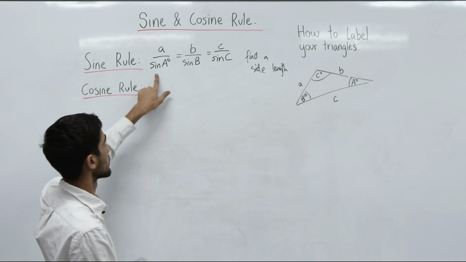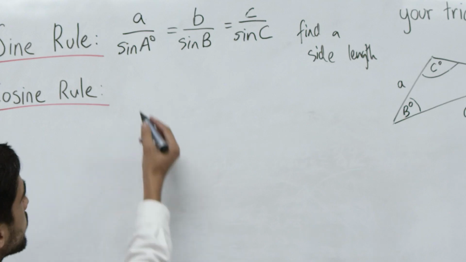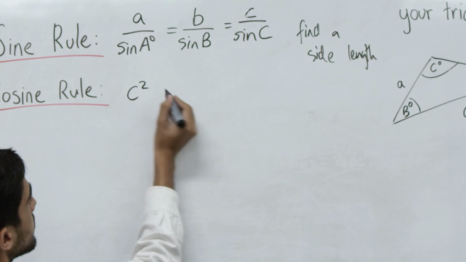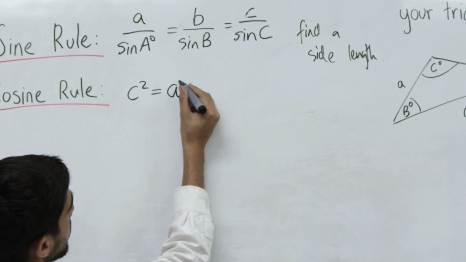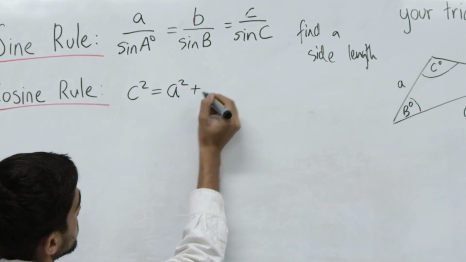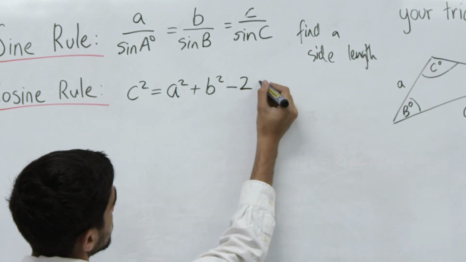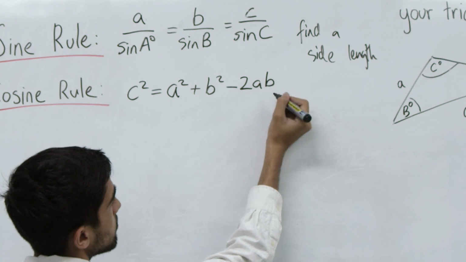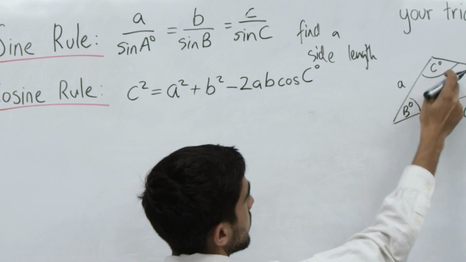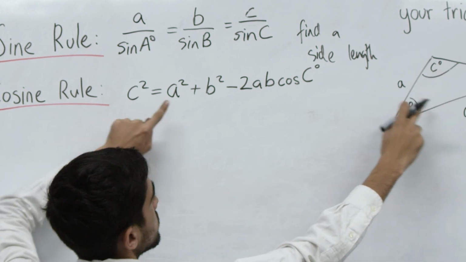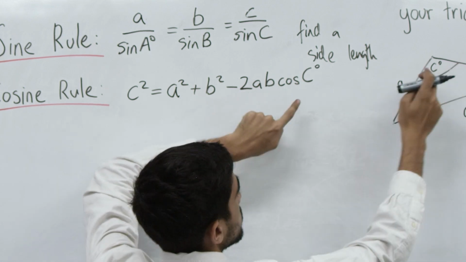We cannot solve every triangle using the sine rule. Sometimes we have to use the cosine rule. And the cosine rule is given to us as c squared. So the square of this side c is equal to the square of the side length A plus the square of the side length B minus 2 times the side length A times the side length B times the cos of the angle C. Okay, so c squared equals A squared plus B squared minus 2 times A times B times the cos of C.